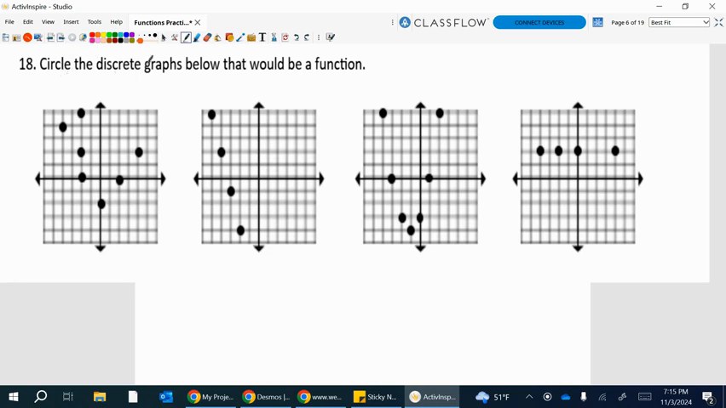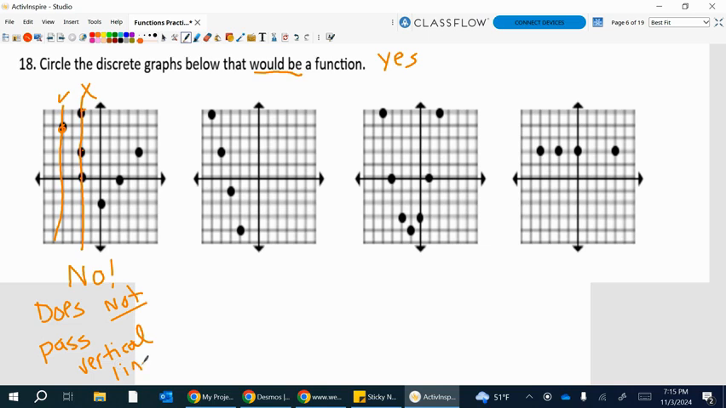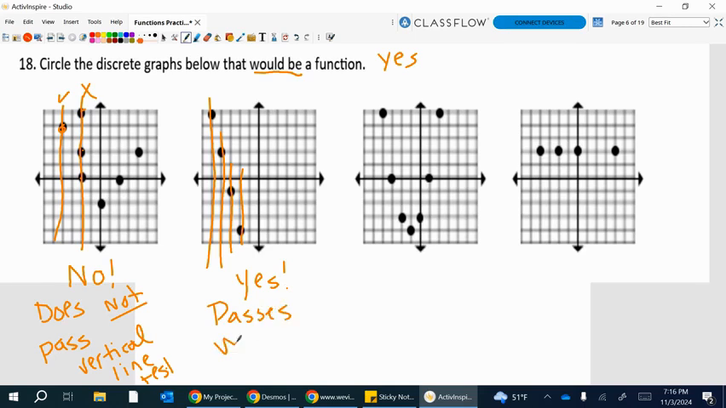Okay, circle the discrete graphs below that would be a function. That means we're looking for yes functions. Because we have a graph, we're going to do vertical lines. So we're going to check. Oh no, here's 1 point. That's good. But 1, 2, 3, that is no good. So this is no, it does not pass the vertical line test. Here we go. 1, 1, 1, 1. This would be a yes. It passes the vertical line test.